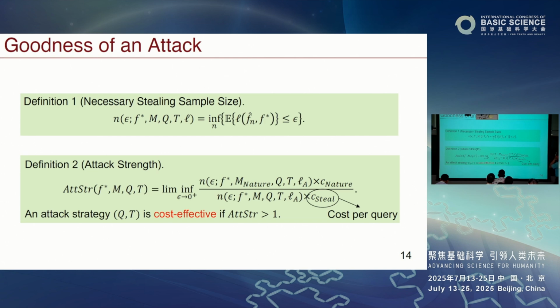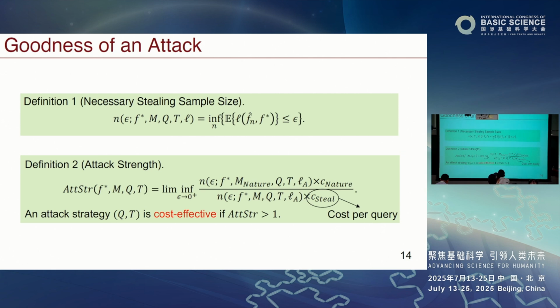All right, so how do we make it more mathematical? Well, we can define it. We already have the loss, and then we can talk about risk. If you want to achieve the risk to a certain degree, epsilon, how many queries do you have to send to do that? Let's call that the necessary stealing sample size. That seems to make sense.